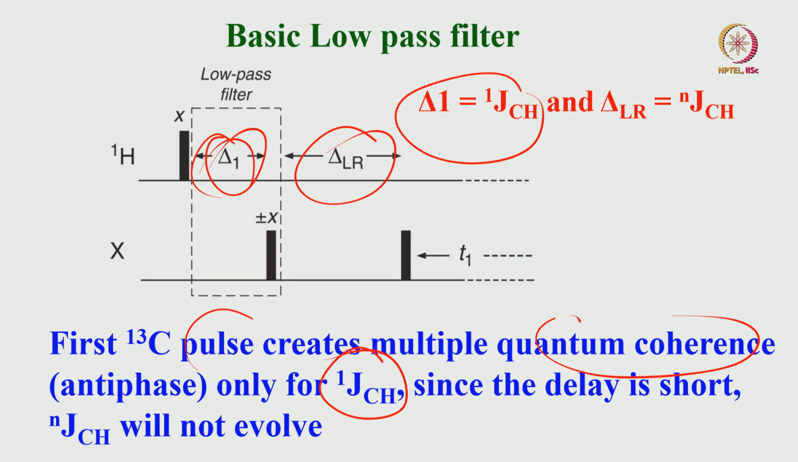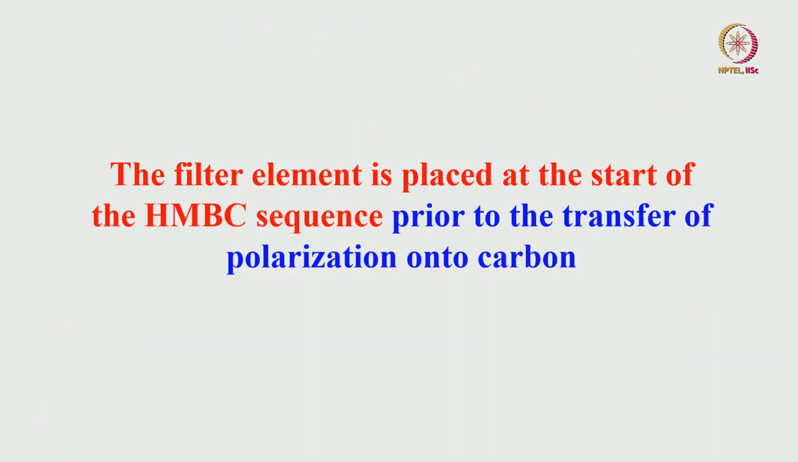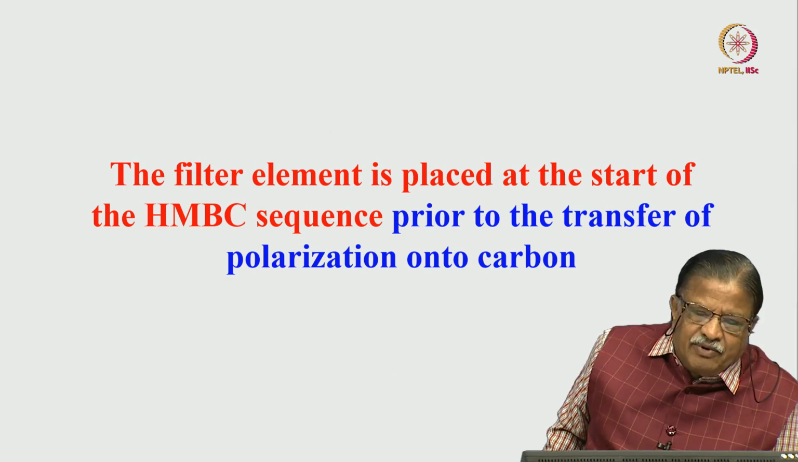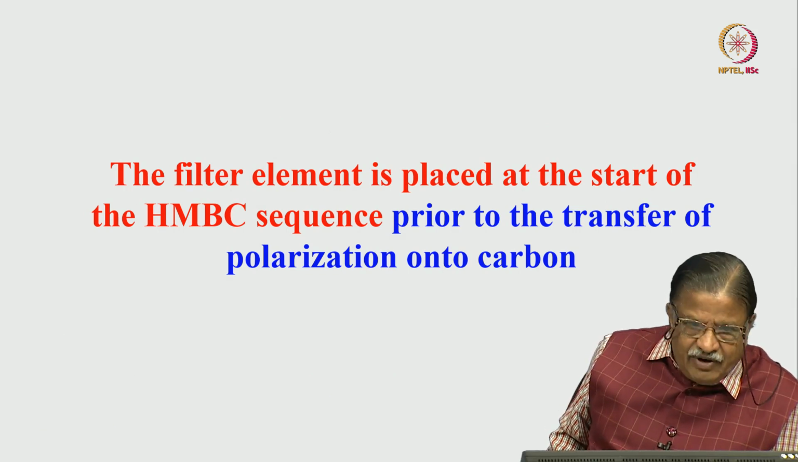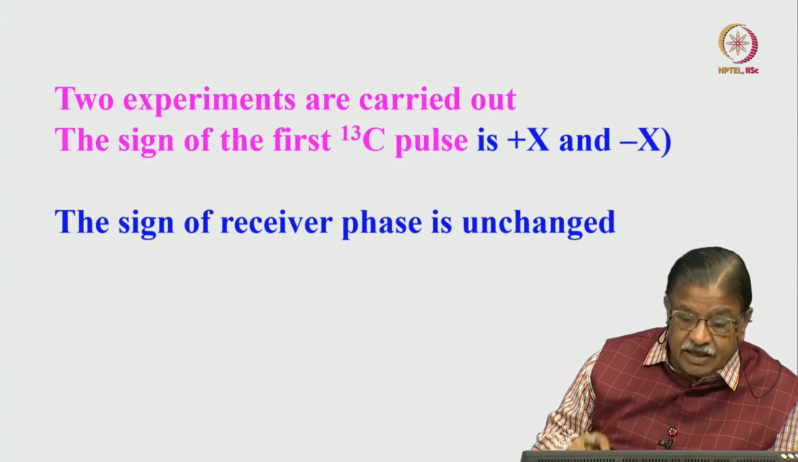And this delay is very short compared to long range. Remember, delta LR when we calculated it is of the order of 100 milliseconds. This is much smaller because it is a large coupling. As a consequence, in this short delay, NJCH will not evolve. That is how the low pass filter will filter this. Okay. The filter element is placed at the start of the HMBC sequence prior to the transfer of polarization onto carbon. That is the filter sequence, that is what we saw in the sequence.